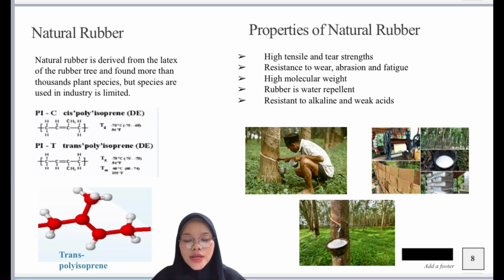As we can see, this is natural rubber. Natural rubber is derived from the latex of the rubber tree and found in more than 1,000 species, but the species used in industry are limited. We can see here, this is the structure of natural rubber. For the properties, we know natural rubber has high tensile and tear strength, is resistant to wear, abrasion and fatigue, has high molecular weight, is water repellent, and is resistant to alkaline and weak acids.